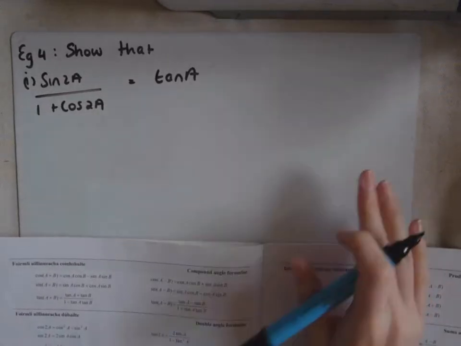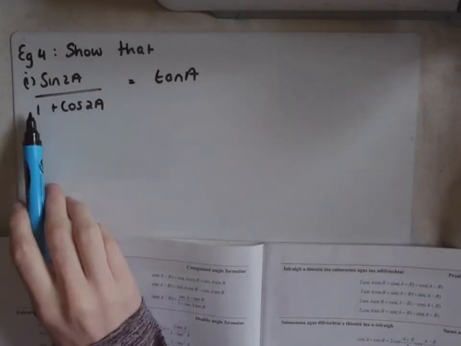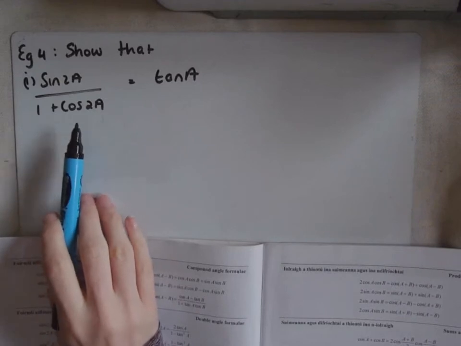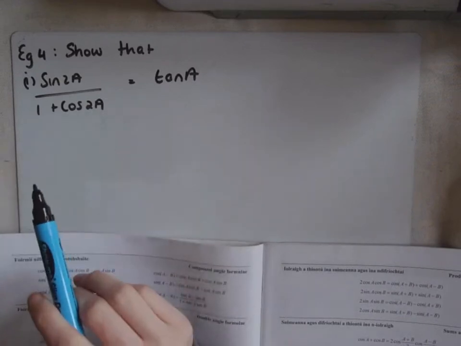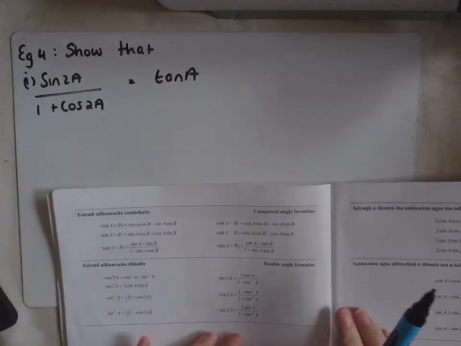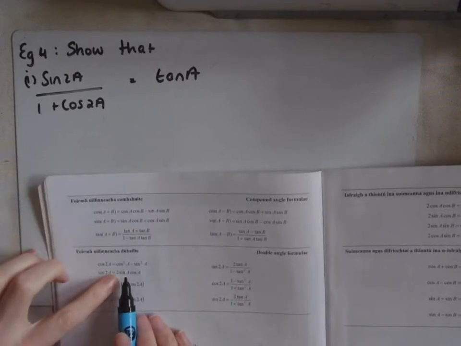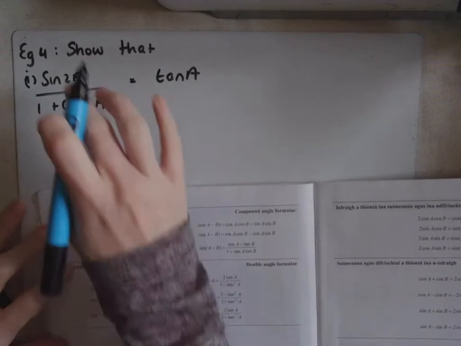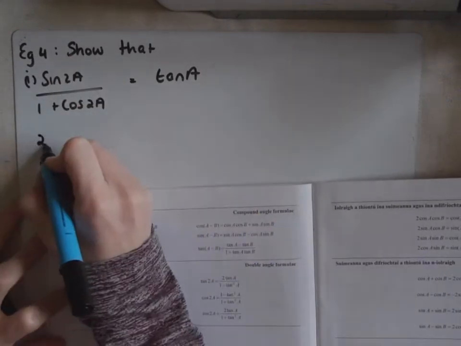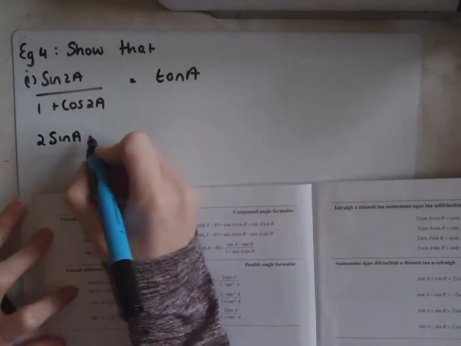Another example on this. Show that sine of 2a over 1 plus cos of 2a equals tan of a. So all you're going to do is go to your log tables and have a look for sine of 2a. Sine of 2a is 2 sine a cos a. So let's replace this on the left: 2 sine a cos a.